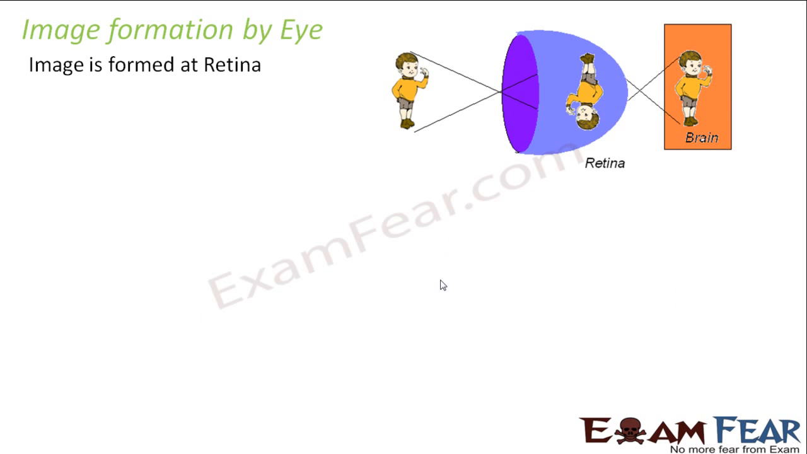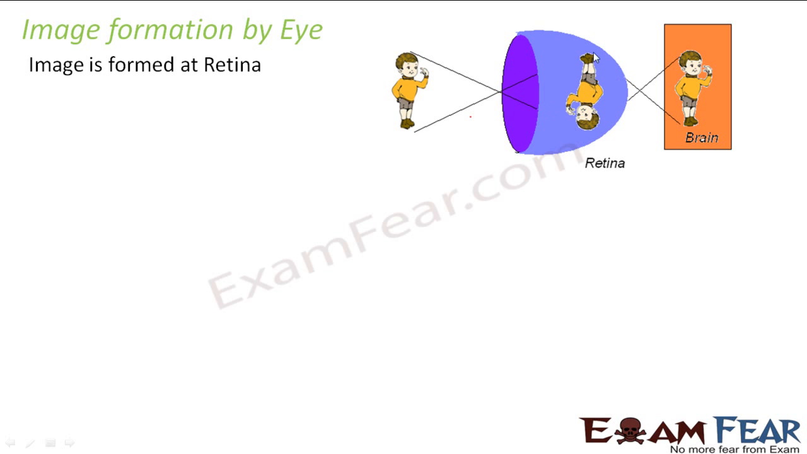So now let us look at the image formation by eye. As I mentioned before also, where is the image formed? Let us suppose this is our eye, and this is the object which we are seeing. We are looking at this ball. So what kind of image is formed on the retina? A real and inverted image.